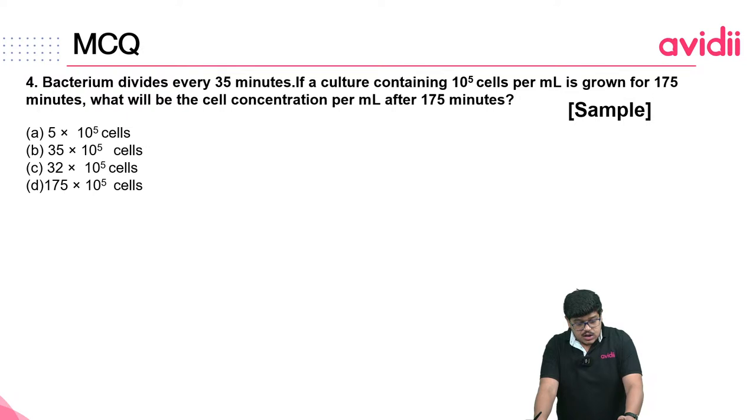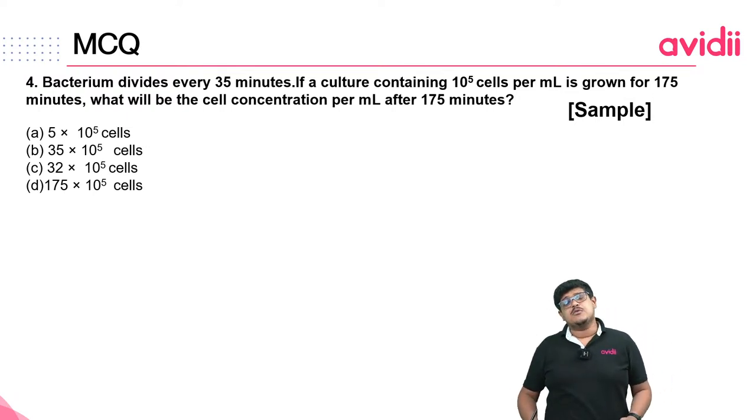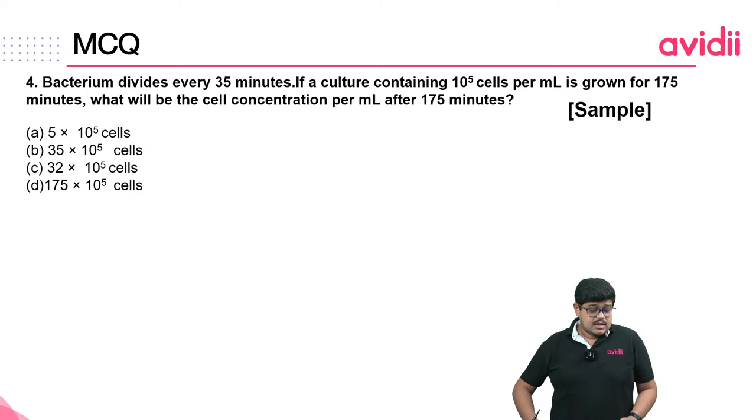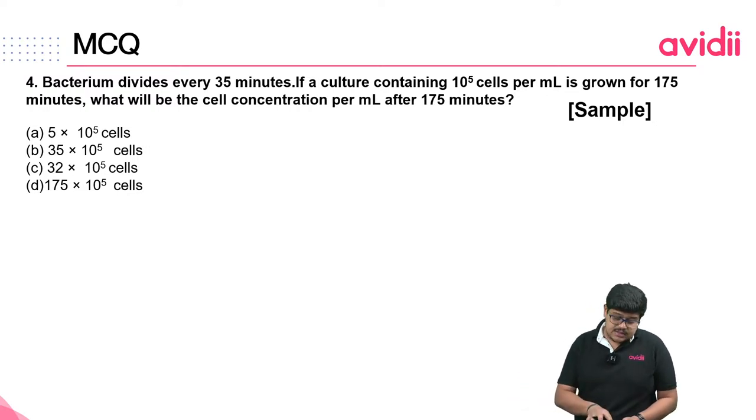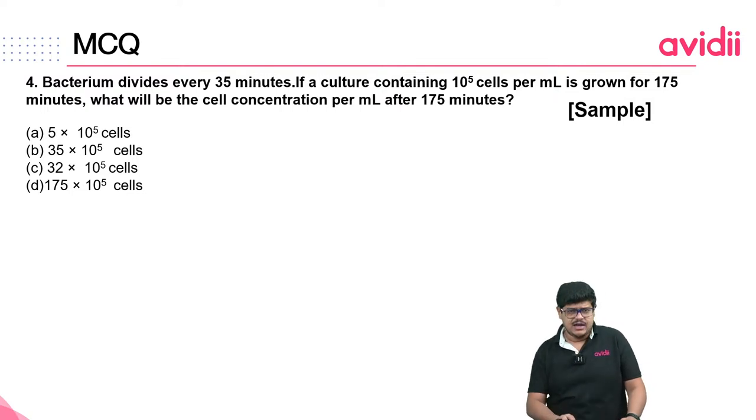Chalo. Okay, so this question I have taken specifically because this type of question might get included. So, bacterium divides every 35 minutes. So to answer this question, you must have clarity on binary fission, on how a bacteria is dividing. So the division time that the bacteria is taking, that is known as your generation time. So how many times it is getting generated?